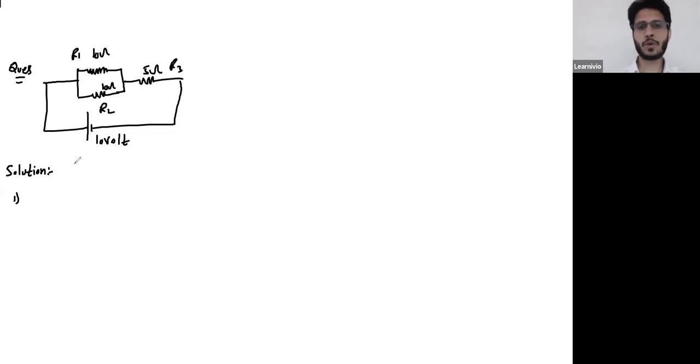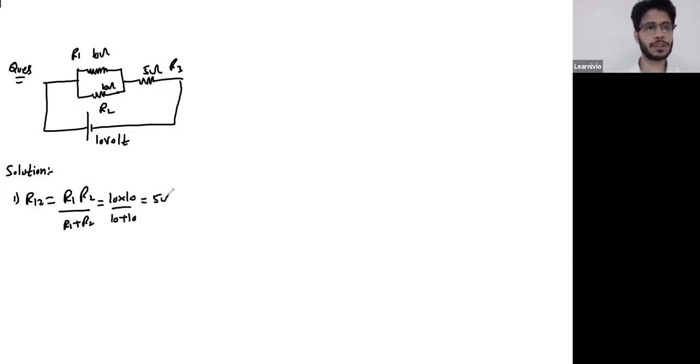See, R1 and R2 are in parallel, right? So you can see R12 is R1 R2 over R1 plus R2. So that's 10 into 10 by 10 plus 10, 100 by 20, which is 5. So you can combine R1 and R2 as R12, which is 5 ohm, and R3, which is 5 ohm.